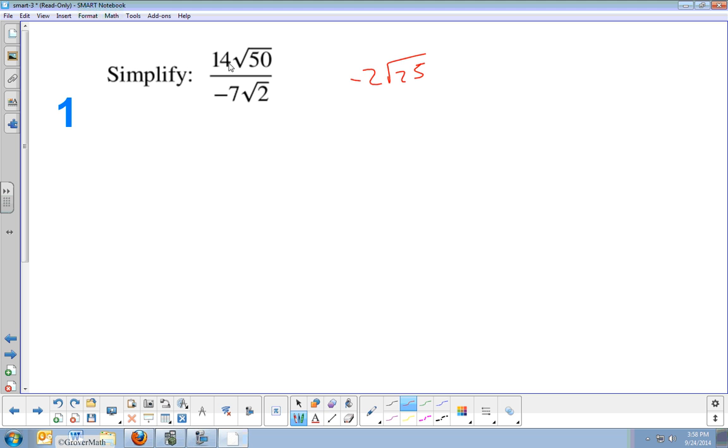Because 14 divided by negative 7 is negative 2, and 50 divided by 2 is 25. And then I would reduce from there, and in this case, the square root of 25 is a perfect square, it's 5, and so negative 2 times 5, my final answer, is negative 10.